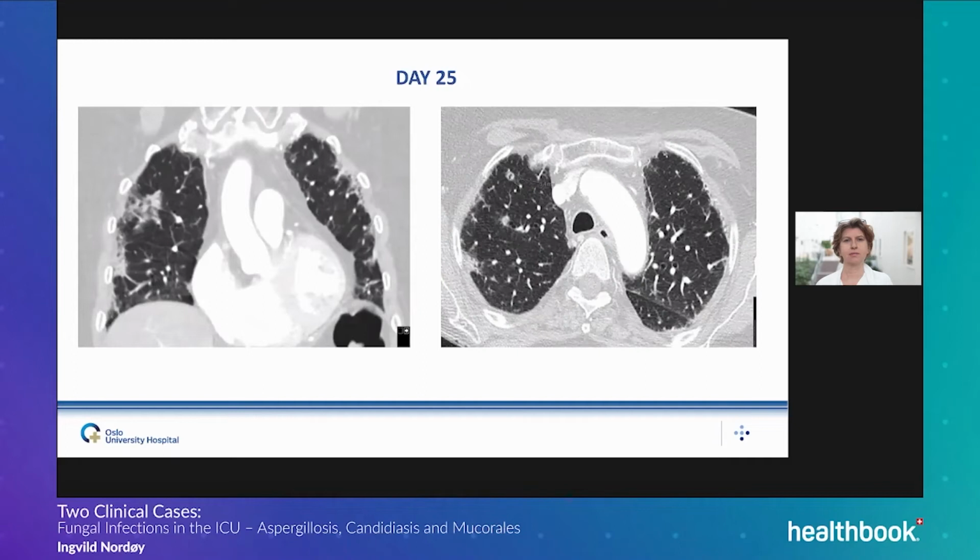Now, on day 25, this was when we performed the bronchial lavage. And as you can see more clearly, she has lesions that make you think of fungal infection. Most of all, maybe Aspergillosis. Next.